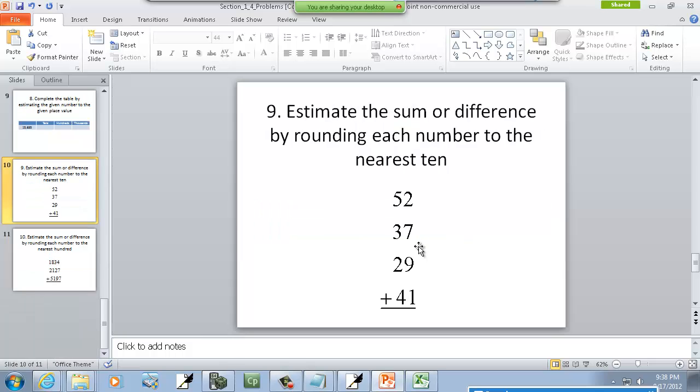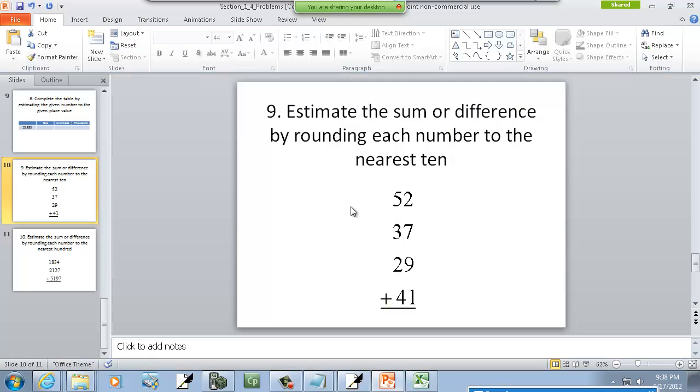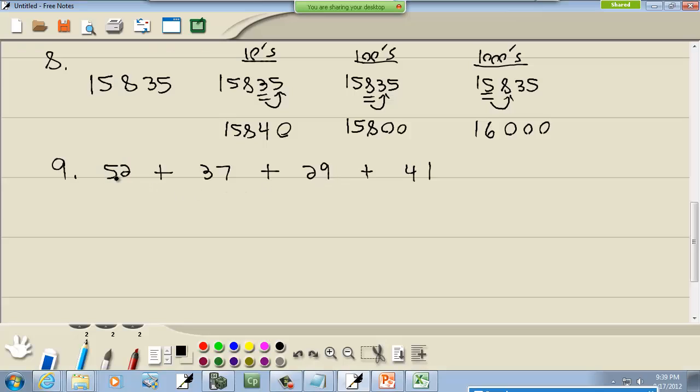Well, let's look at estimating using rounding. So we got 52 plus 37 plus 29 plus 41. And you're saying, whoa, wait a minute. I thought you said vertical was the best format. Well, we want to round them first, and then we'll put it back in that format. We're going to round these to the nearest 10.